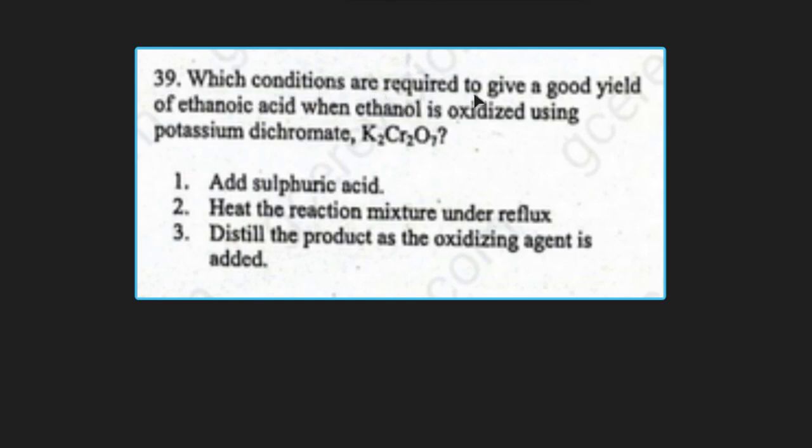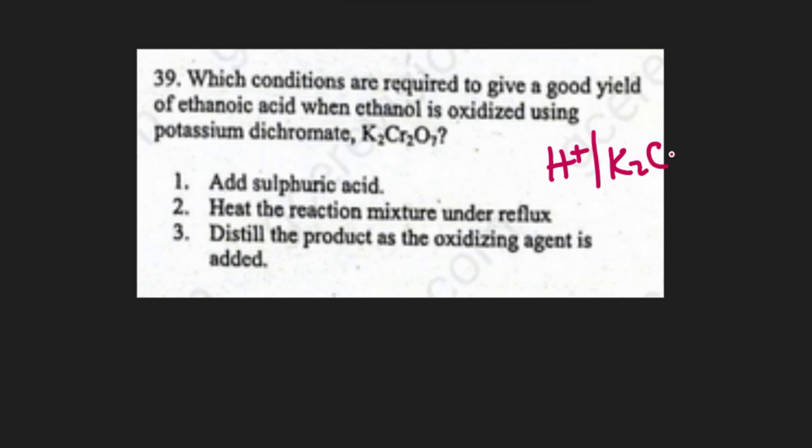Question 39. Which conditions are required to give a good yield of ethanoic acid when ethanol is oxidized using potassium dichromate? What we have to know is potassium dichromate is always acidified so as to increase the oxidation power. And heating under reflux is also a good point because the organic reaction is slow. 3 says distill the product as the oxidizing agent is added. The reaction is highly exothermic, so once the product is being formed, it has to be distilled immediately. Therefore, all 3 options are correct, making our answer A.